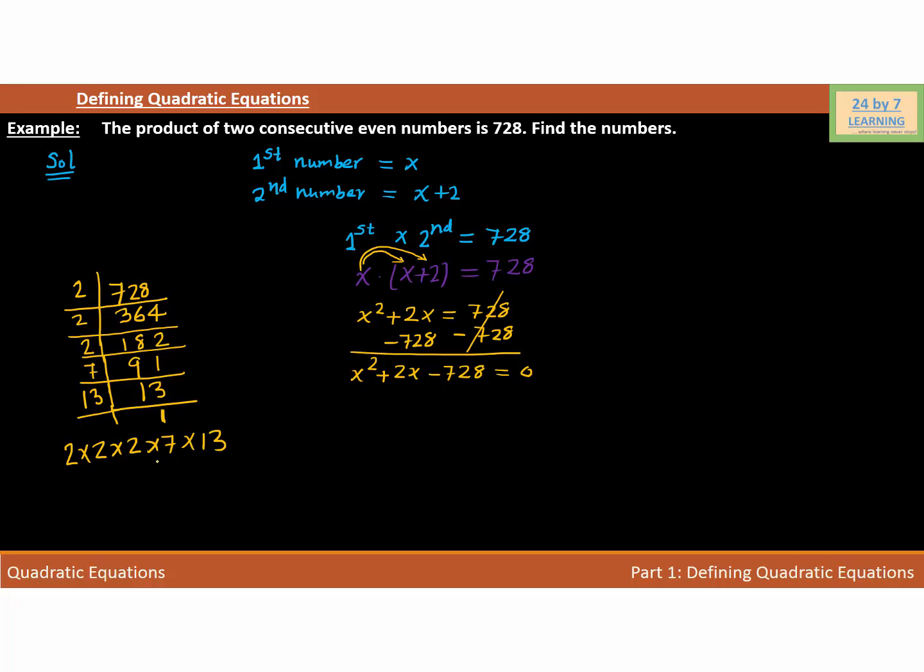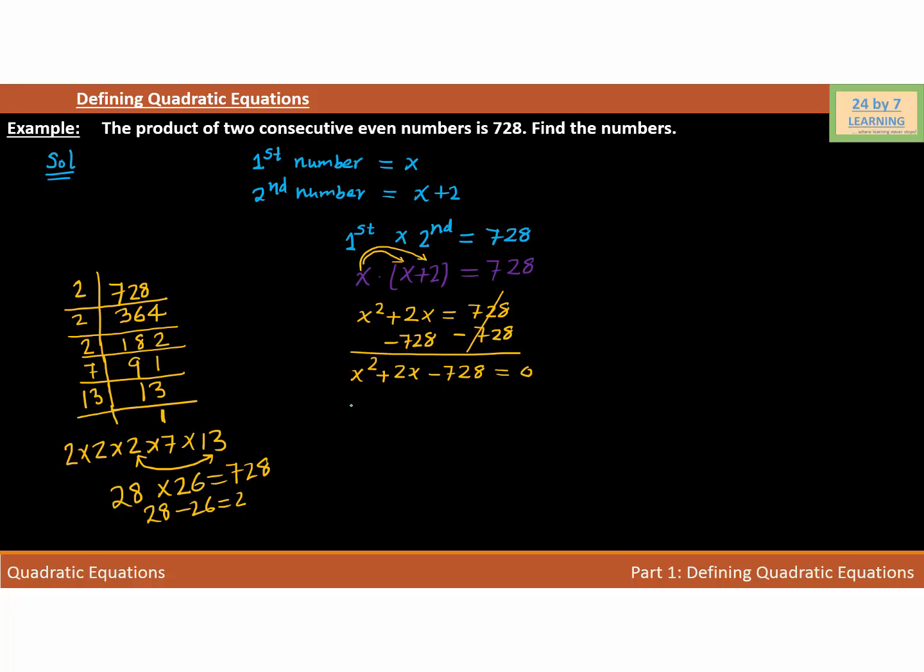So I'm going to pair up this 2 with 13. And then I can think of 7 times 2 times 2. So 7 times 2 is 14, and 14 times 2 is 28. So I have 28 over here. And then I have 2 times 13 is 26. If I add these two numbers, and if I keep one negative, then I will get 2, because 28 minus 26 is 2. And if I multiply these two numbers, I will get 728. So basically 28 and negative 26 can be my factors.